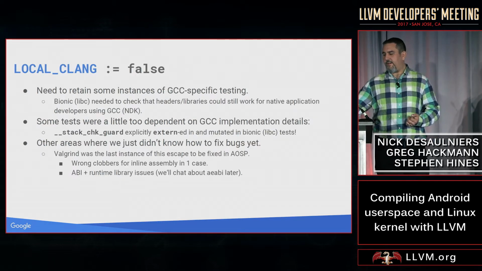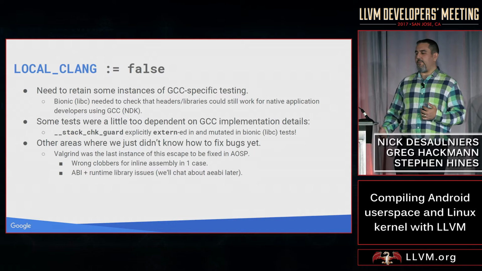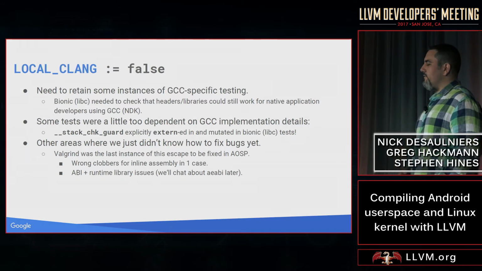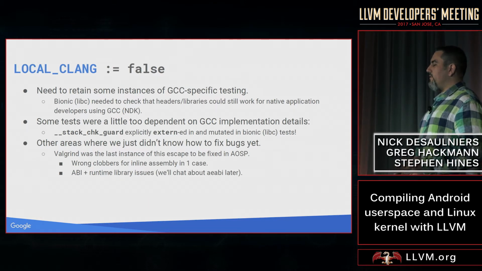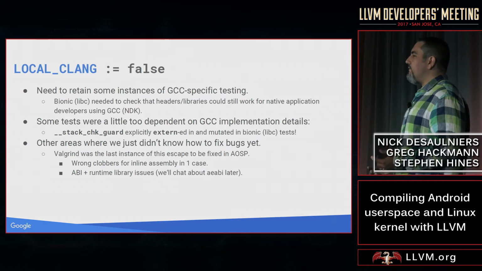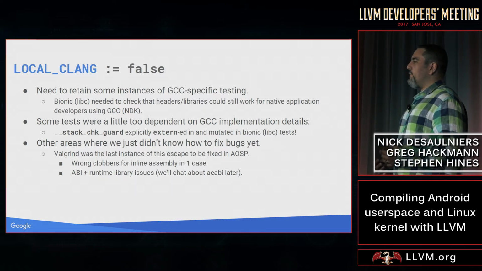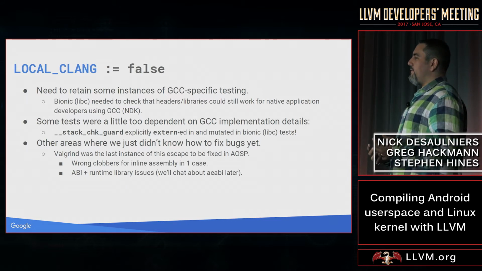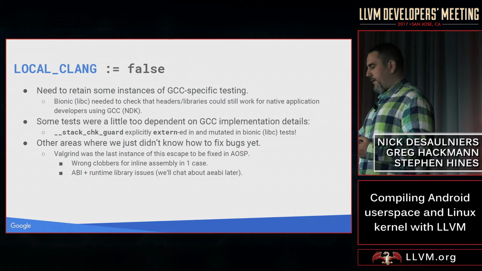So local Clang equals false came up because we might need to do some GCC-specific thing. In particular, testing our libc, which has to work for both compilers because we have native tools users that are going to use both. Some tests were also a little dependent on GCC implementation details, and we didn't have time to rewrite a lot of those. So we said, fine, we're just going to bail out on those cases. And in other cases, we really didn't know how to fix some of these bugs. There were a ton of very weird and interesting bugs, and we'll cover a few of those. It's really interesting, the variety of things that you see. If you don't have some way of working past this, you just get stuck forever and spend a lot of time on these horrible problems.